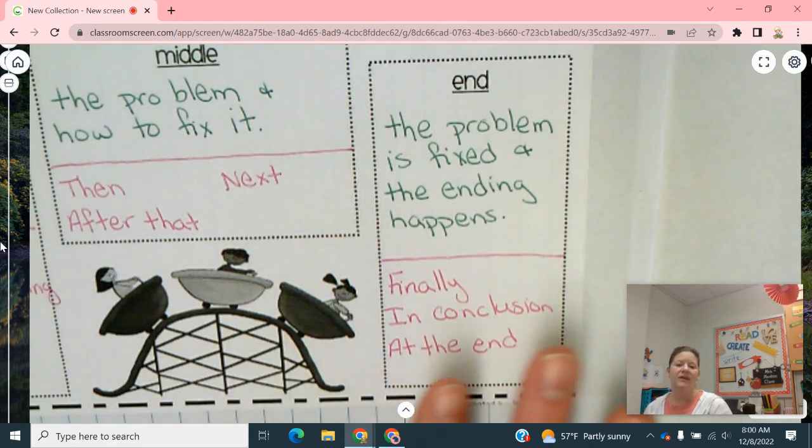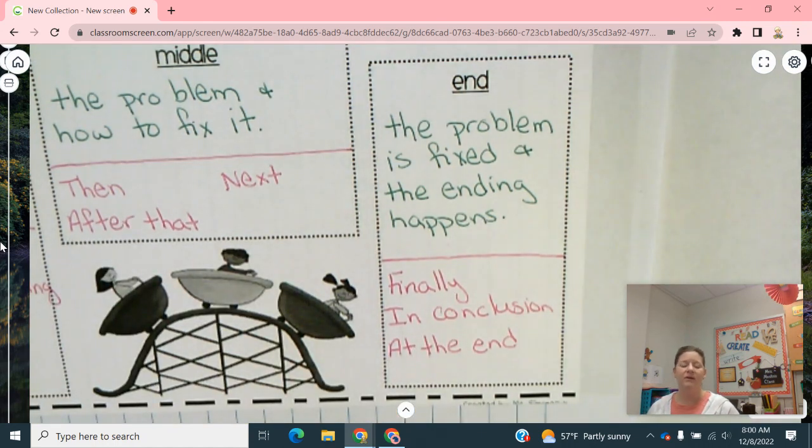Now, these transition words that I'm giving you, they might not be the only words. There are lots and lots of different ways to give an ending to the story. These are just a few examples. But if you see words like finally, in conclusion, and at the end, you can make an educated guess that the end of the story has happened. Okay?